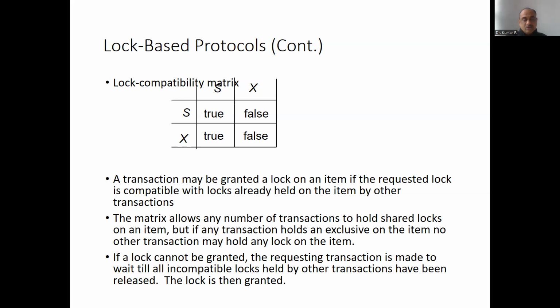How many transactions can hold shared locks on a particular item? Many transactions can have a shared lock at the same time, but only one transaction can have an exclusive lock at a time. Only when the exclusive lock is released can we give a shared lock or an exclusive lock to another transaction.